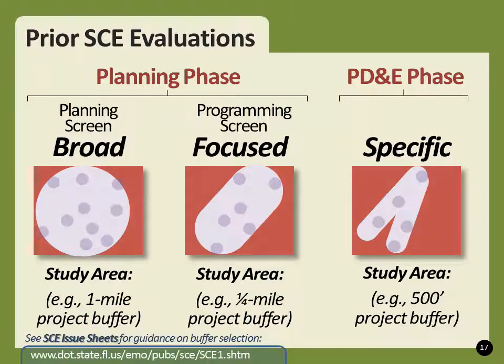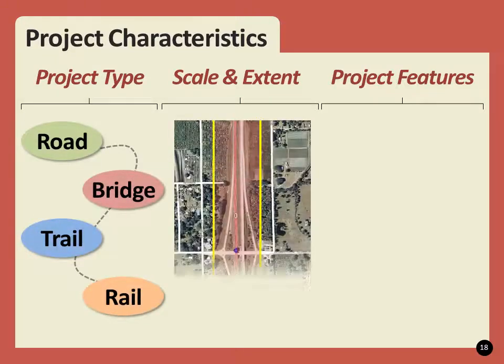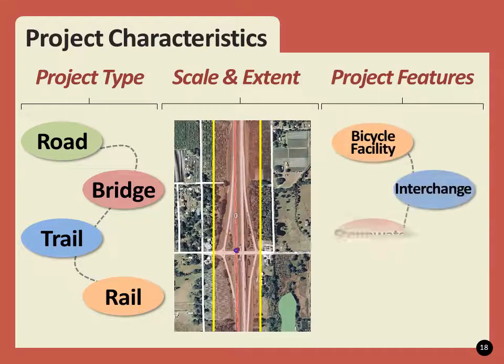For additional guidance on buffer selection, refer to the SCE issue sheets on the department's webpage. The potential for effects is sensitive to the project's physical and operational characteristics. As such, the geographic extent of the study area will be influenced by the project type, scale and extent, and features of significance to the environmental evaluation.